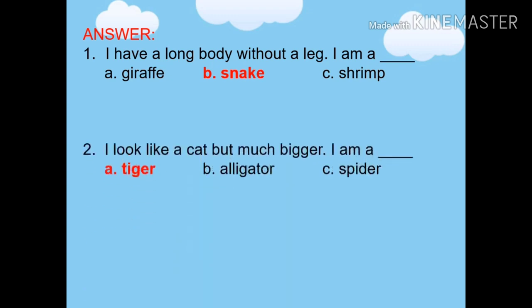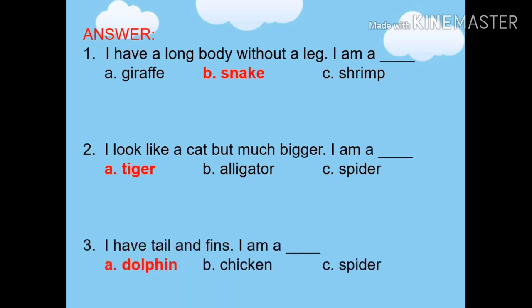Number 2. I look like a cat, but much bigger. I am a tiger, letter A. Number 3. I have tail and fins. The answer is letter A, dolphin. Very good. A dolphin has tail and fins.